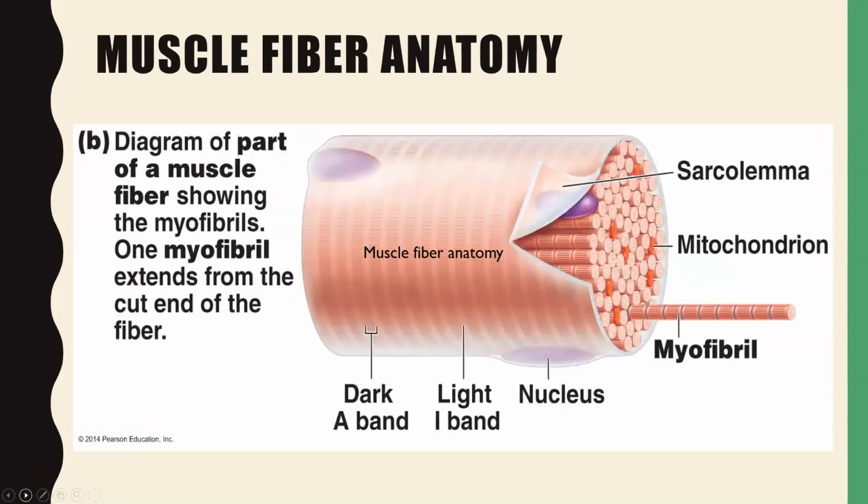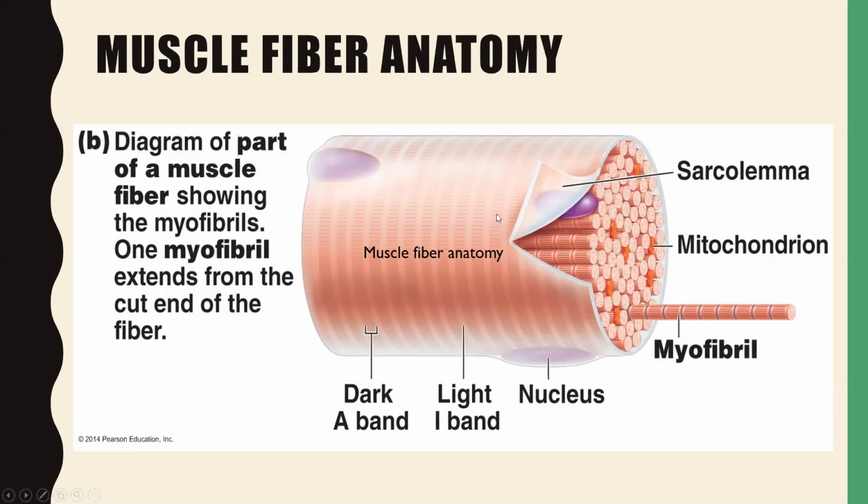All right, when I take a look at a single muscle fiber or a muscle cell, remember that a muscle cell and a muscle fiber are the exact same thing. So this is the entire cell. Remember that they are cylindrical in shape and run the entire length of the muscle. And here on the outside, we are going to have a sarcolemma, which is the new name for the cell membrane.